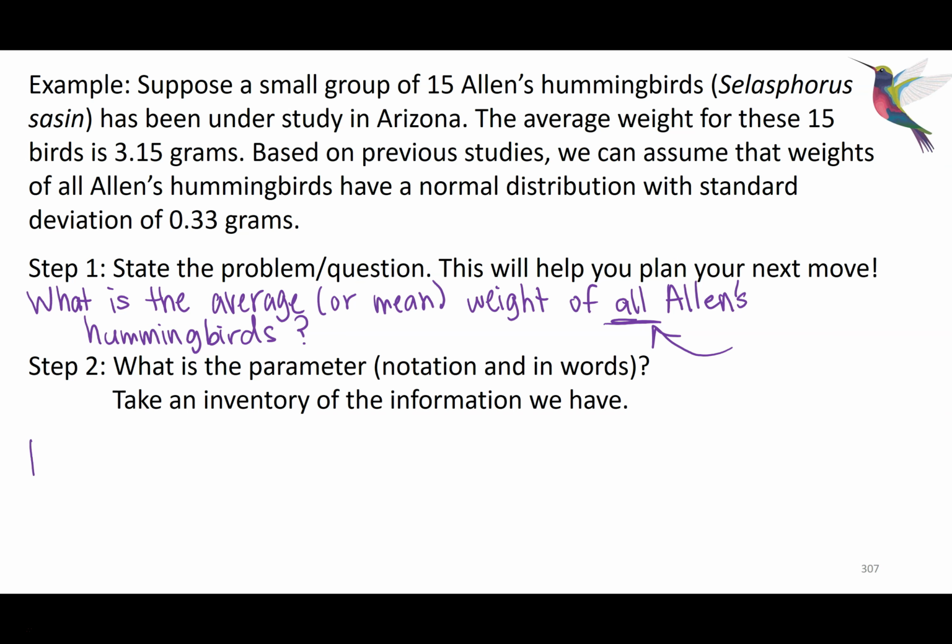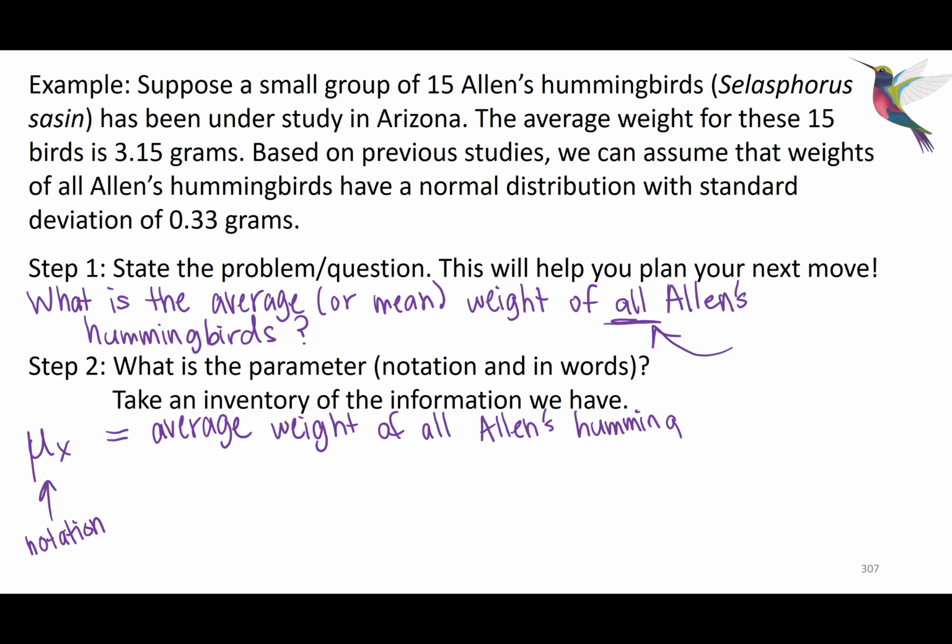So our parameter of interest in notation, so this is notation, and then I'm going to say what it is in description and context. So it is the average or mean weight of all Allen's hummingbirds. So this is the parameter of interest we're interested in estimating.